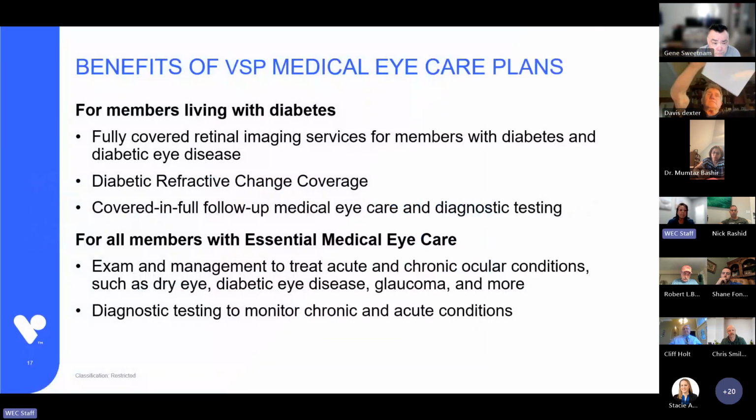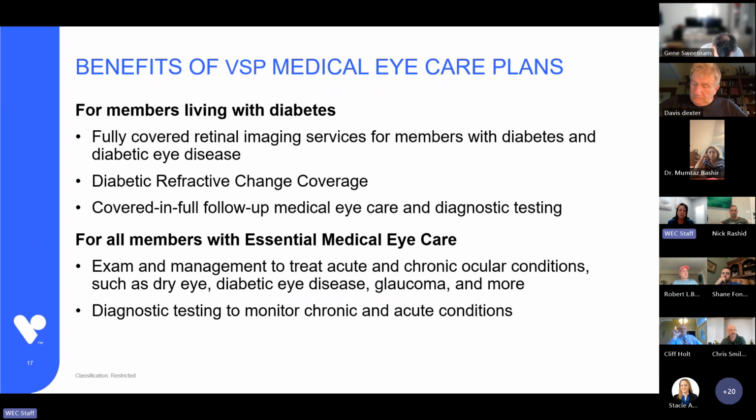Okay, so let's jump in with Essential Medical Eye Care. So why? What happened? Well, VSP has no desire to play ball with Blue Cross Blue Shield or compete against United Healthcare. They do not want to be in the medical insurance field.